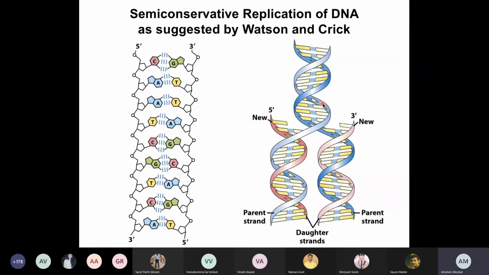So the DNA strand is coming from the parental DNA, and then it is getting separated, and each of these parental DNA strands acts as a template for the synthesis of the new DNA strand, which is represented in red here.